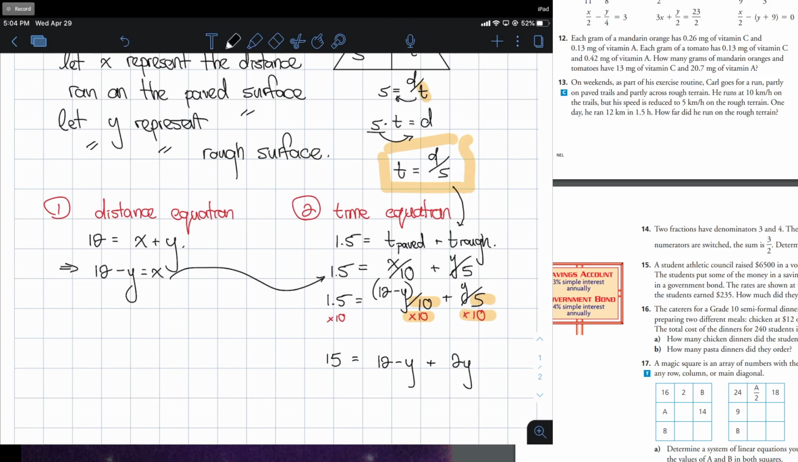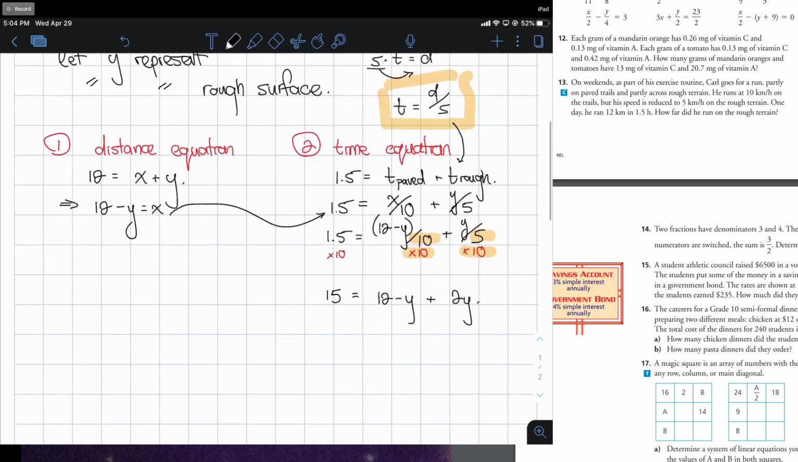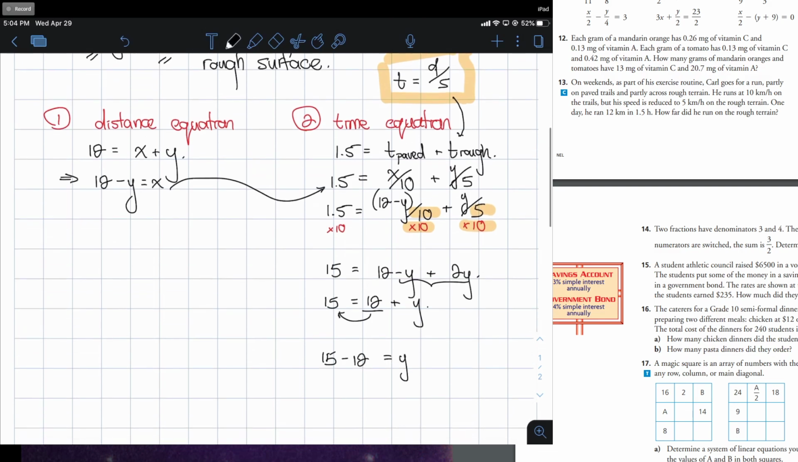Okay. So I don't actually think we saw that little trick in class, but this is an easy way of just getting rid of fractions when you're dealing with an equation like this. Okay. Now that our fractions are gone, we can just go ahead and solve this thing. So we have 15 equals 12, and then we can collect like terms here. So we have minus y plus 2y, so that's plus y. Then we just bring the 12 over to the other side. So 15 minus 12 equals y. 15 minus 12, that's 3, is equal to y.